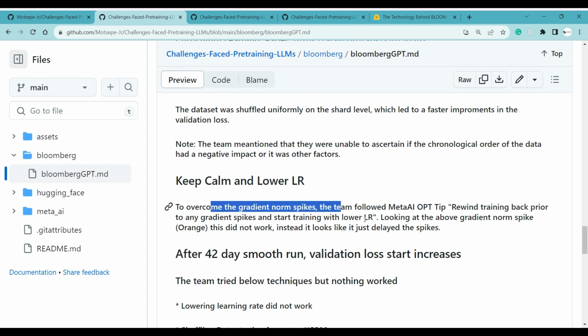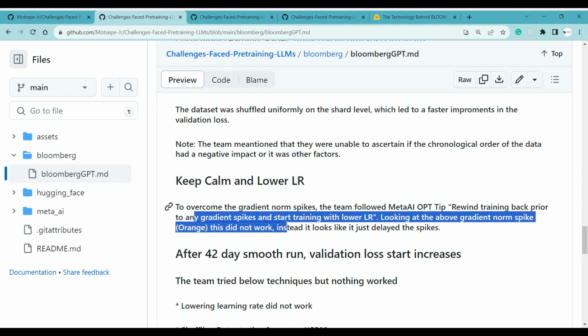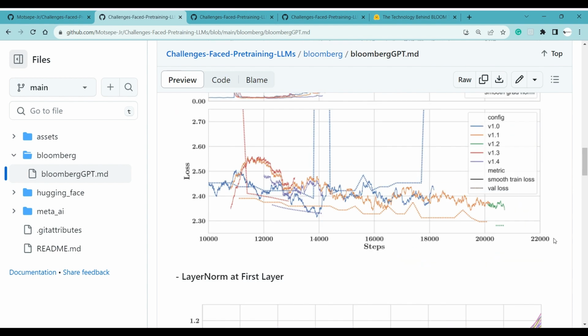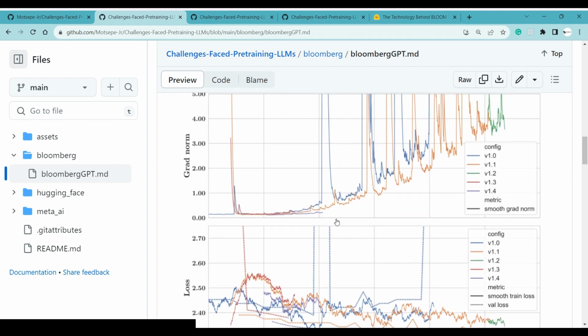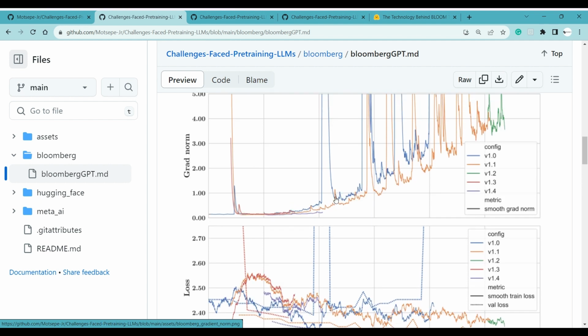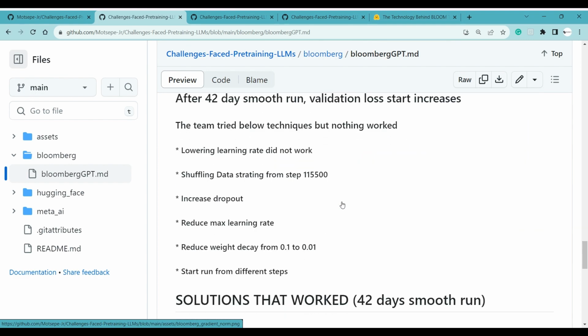To overcome the grad norm spike, the team followed the Meta OPT tip. The OPT tip was that if you rewind back to prior to any gradient spikes and start training with a lower learning rate, you will get an improved model. Bloomberg tried that and they said, nope, that did not work. We can see from the spike, the orange, what the learning rate does: it actually delays the spikes. It does not necessarily eliminate them. The blue one had a spike, but in the orange it occurred later in training. It was quite funny to see that.